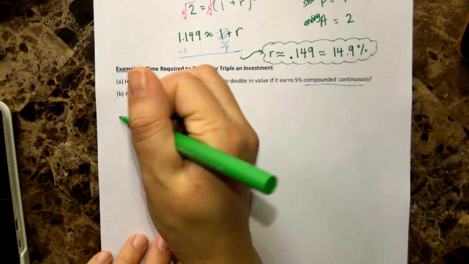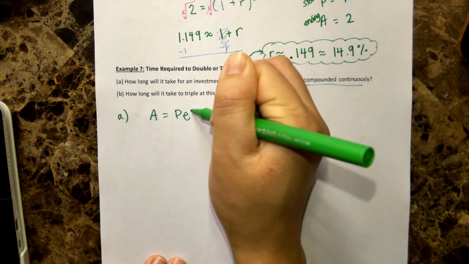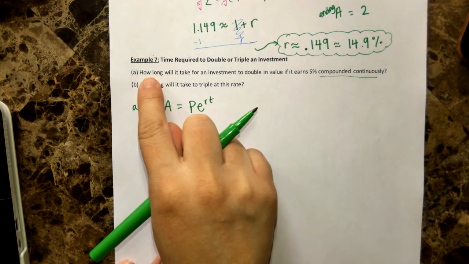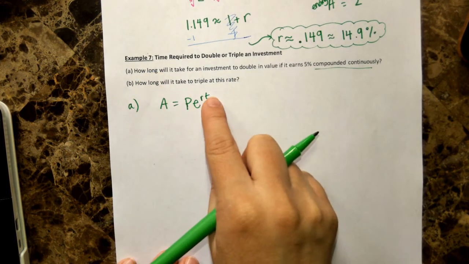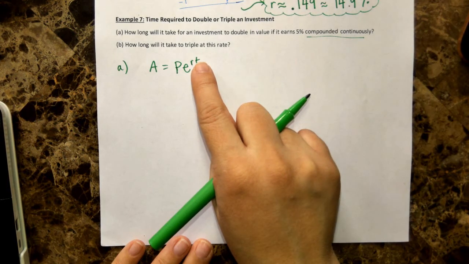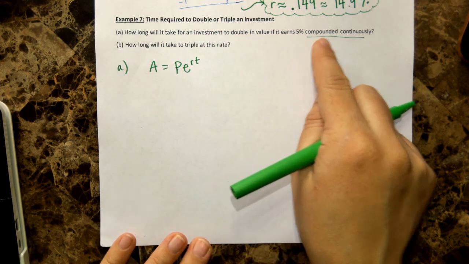So I'm going to go ahead and write that down. A equals PE to the RT power. Now, you want to figure out how long. That just means how many years. So we don't know what T is. That's the goal of this problem. So it's very similar to the last one. Trying to figure out what is our T value, how long is it going to take, if you want an investment to double, and it earns 5% compounded continuously.